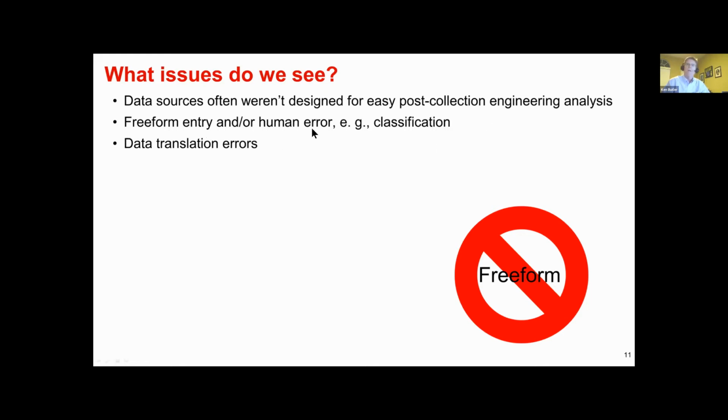We have free-form entry, which can have human error, and that confounds things where we're looking for classifications. I'm going to give you a couple of examples of that as we move into the rest of the presentation about why free-form entry, which I think is one of the ills of some of the things that we've done in the past, can cause us a lot of problems.